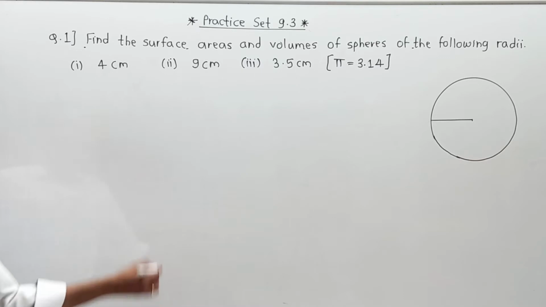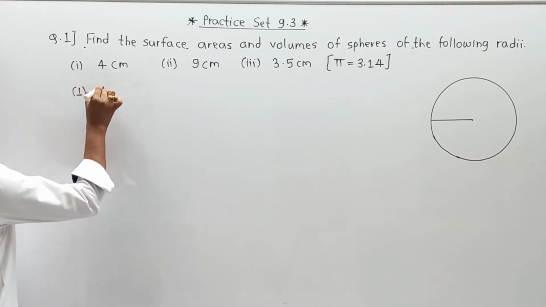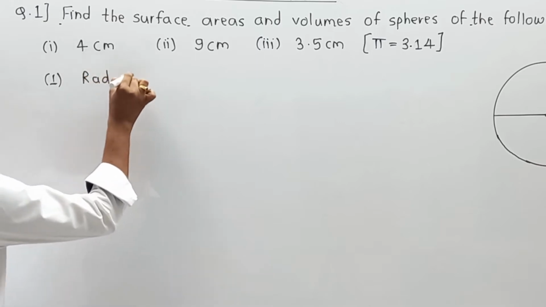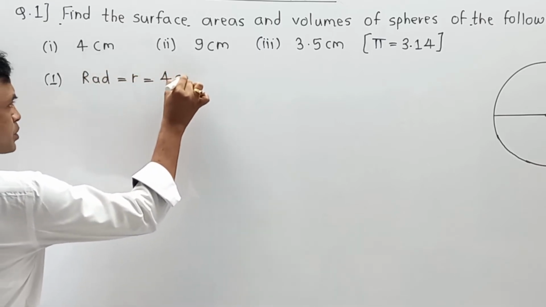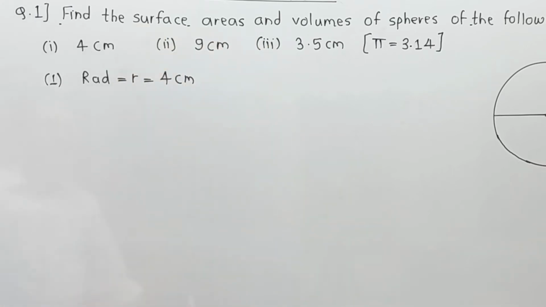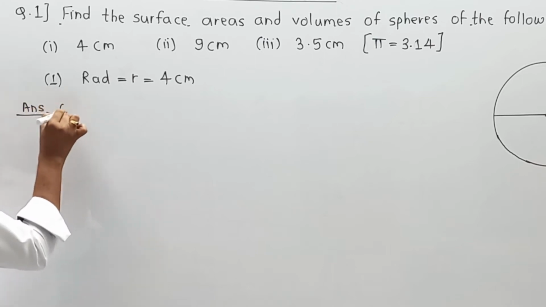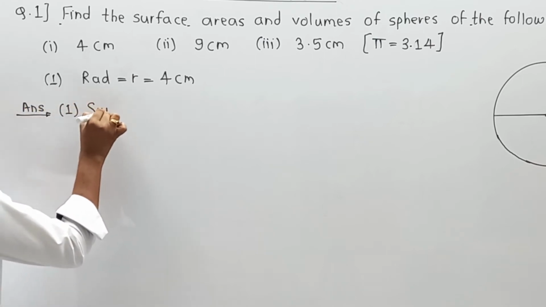So our first part, radius r is equal to 4 cm. Now first of all we have to calculate surface area and then volume. So the answer, first surface area.